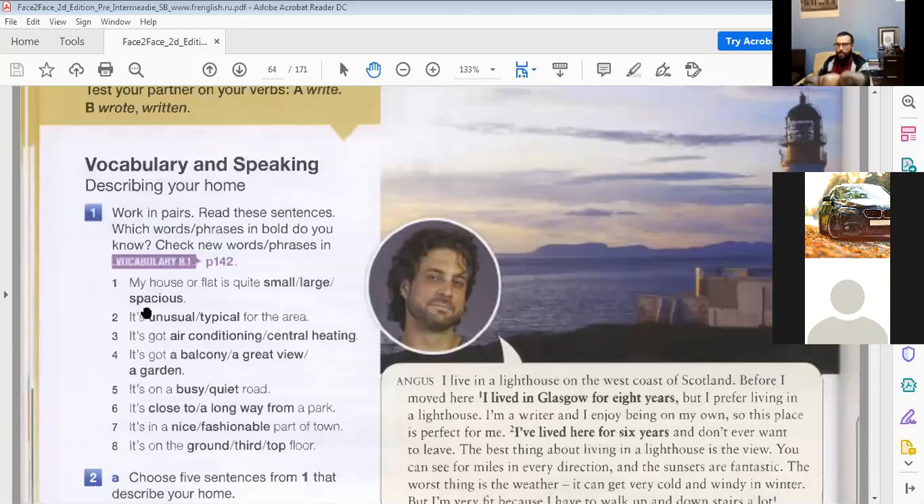If we say unusual or typical for the area. So let's say, for example, you're talking about your house or your home and you're saying, the design is unusual for the area. This is clear, I think. But what if you say the design is typical for the area? What do you mean when you say the design is typical for the area?